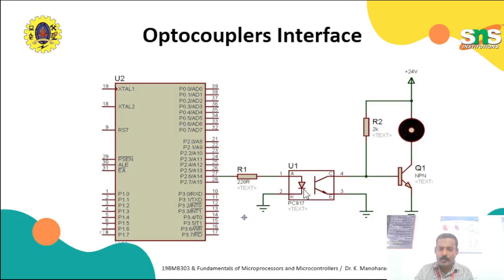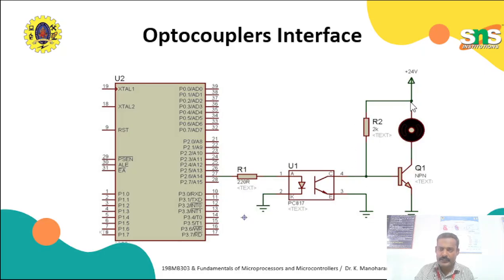Once this LED glows, this transistor becomes on. Once this transistor becomes on, what happens? Through this another transistor we are going to turn on the motor. Once this transistor is turned on, this motor starts rotating. Here I am using this 2K resistor. This is a pull-up resistor. Pull-up resistor means if there is no output, it will be maintained as high.